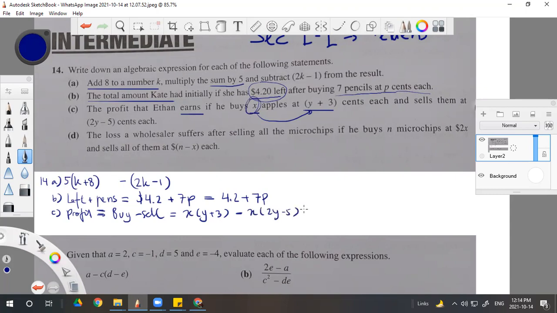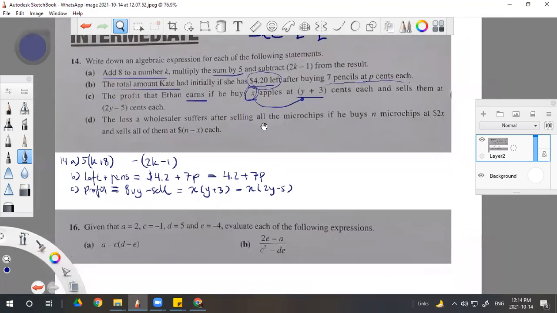This is complicated. Pay attention and make sure you know everything I teach you. But if you don't know, ask me. Okay, the loss. Same thing. The loss will be buy, sell minus buy. Sorry, it's reversed, guys. Profit is when he sells for more. Yes, sell minus buy. Okay, this is all reversed. Sorry guys.